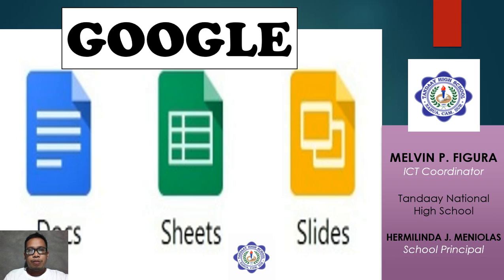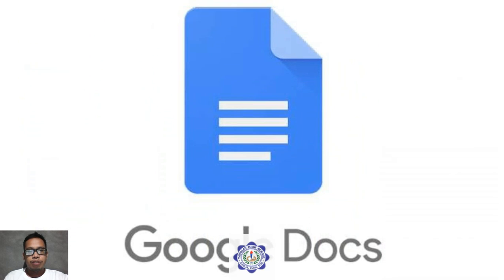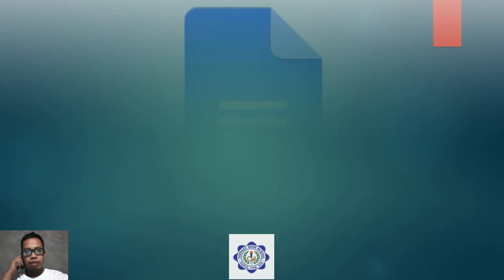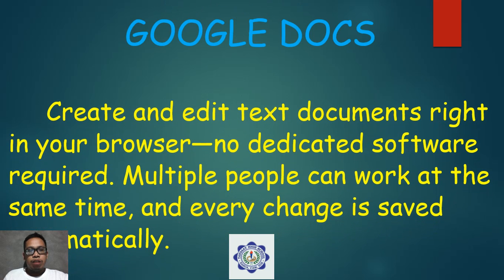So we will discuss this topic one by one. Okay, so the first one is Google Docs. What is Google Docs? Google Docs creates and edits text documents right in your browser. No dedicated software required. Multiple people can work at the same time and every change is saved automatically. So it means that your colleagues can work collaboratively in Google Docs, but this application needs an internet connection.